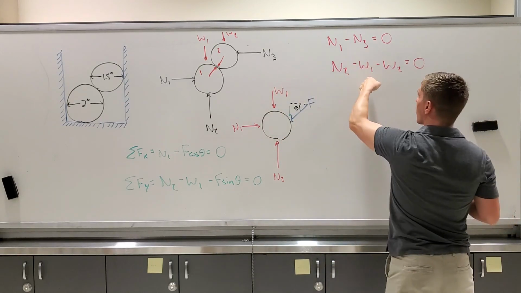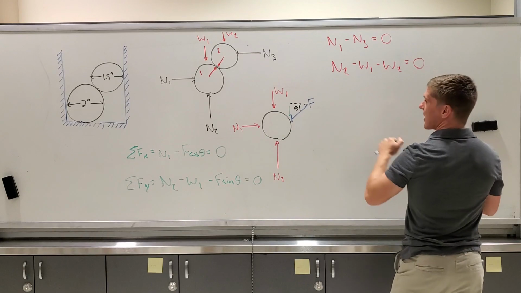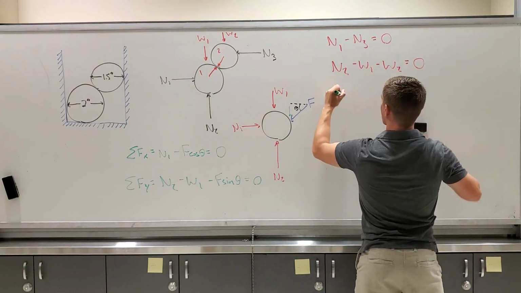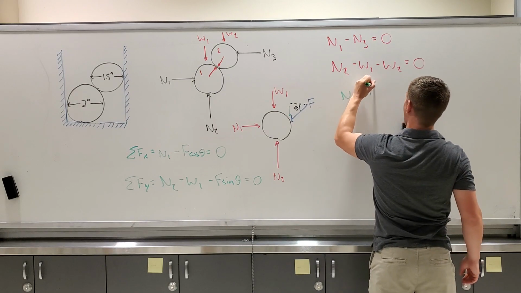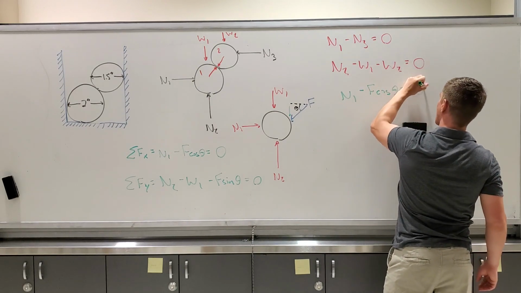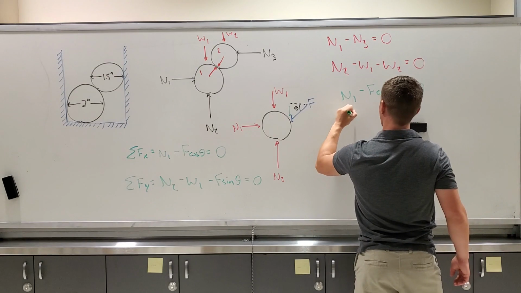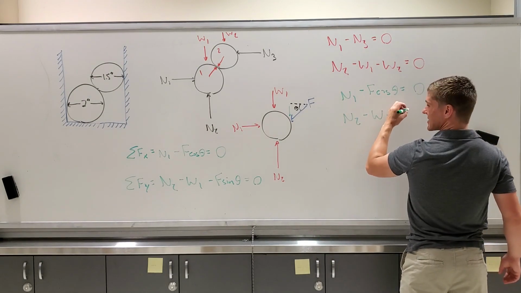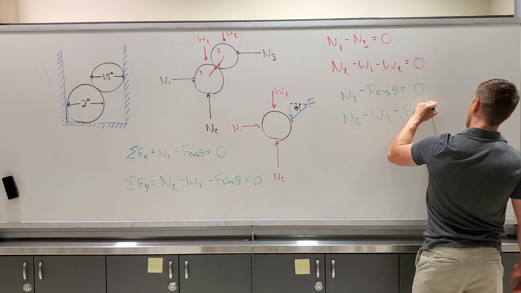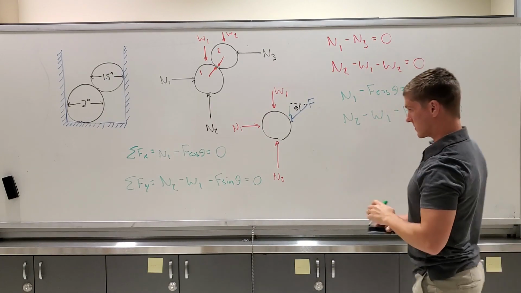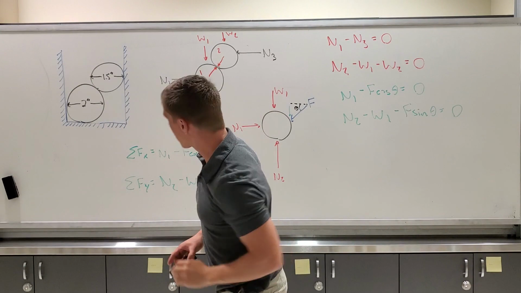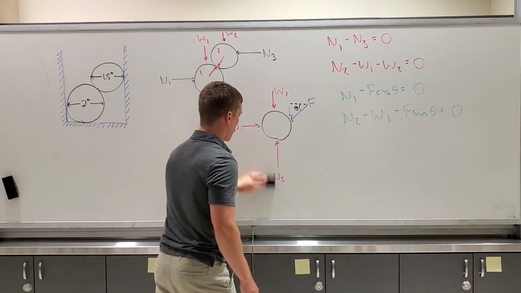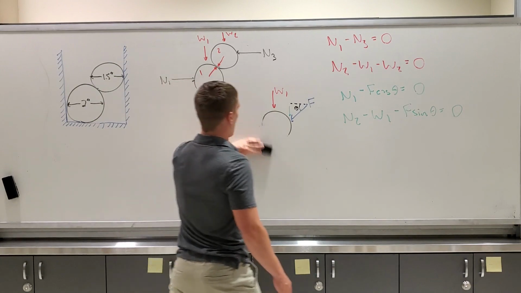We're going to call this equation 1, this equation 2. We have N1 minus f cosine of theta is equal to 0, and we have N2 minus W1 minus f sine theta is equal to 0. I'm going to go ahead and erase the free body diagrams so that we can start looking at these equations that we just determined that we need to solve.